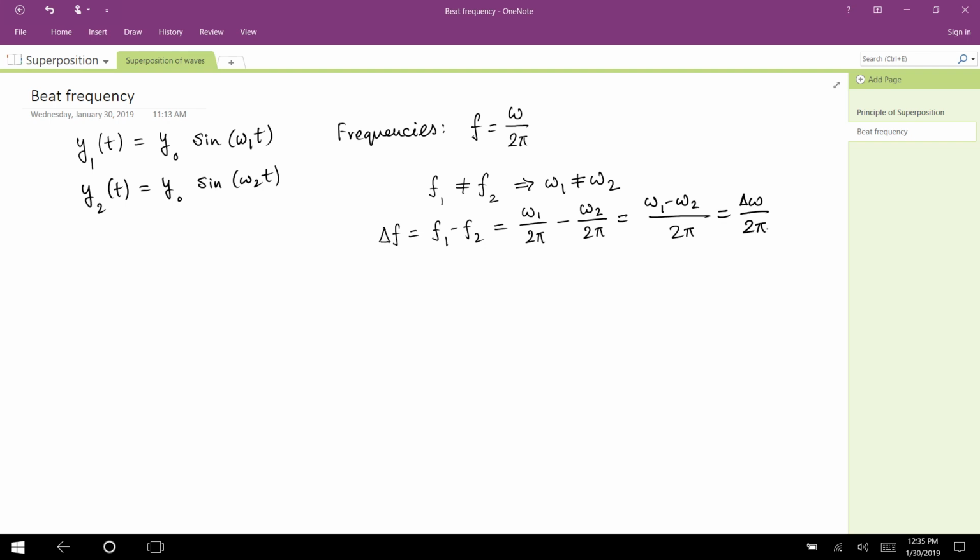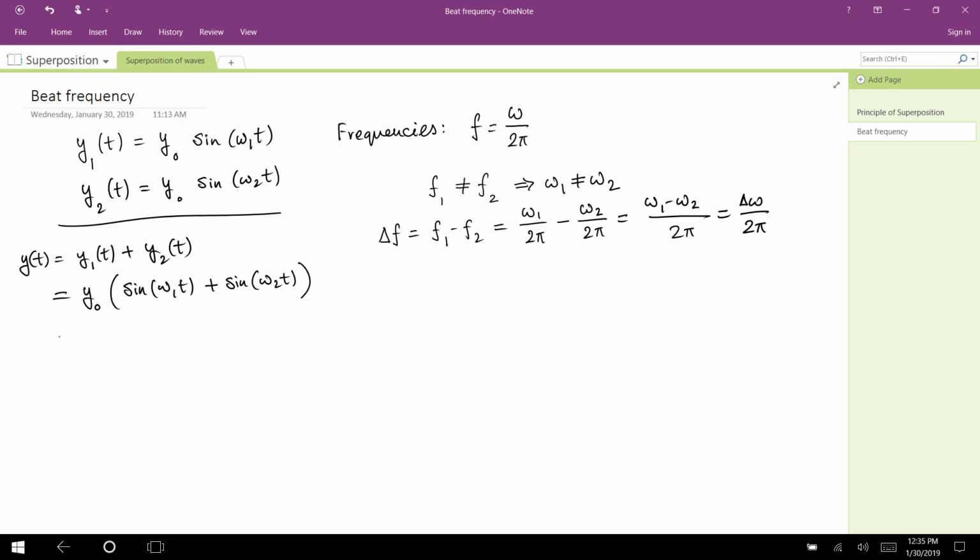Okay, good. So now the question is, what happens when I interfere these two waves? Well, superposition will tell us that y(t) is equal to y1(t) plus y2(t). So now let's add these two together. So we get y0, and I'm going to factor the y0 out. So we get sine of omega 1 t plus sine of omega 2 t, right? And I'll use my earlier trig relationship just to remind you.